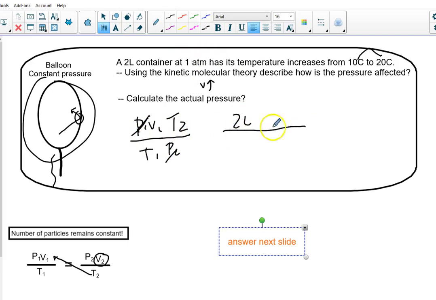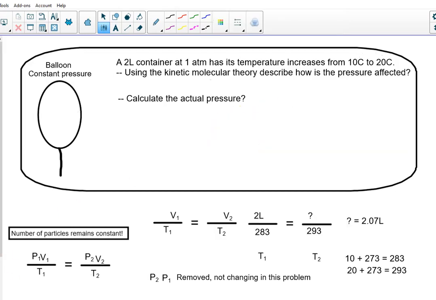And my ratio of temperatures is 293 to 283. Once again, the same ratio is being multiplied by that, which is going to be 1.03. So 1.03 times 2 is 2.07, which we would expect from a very slight increase in temperature. Okay, next one we have here. A 2-liter container. Oh, there's my answer. Okay, there we go. Let's go to the next one.